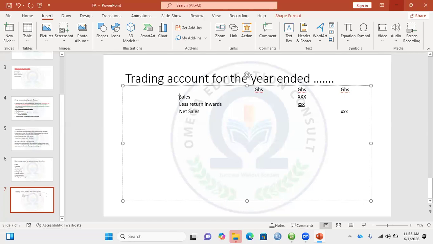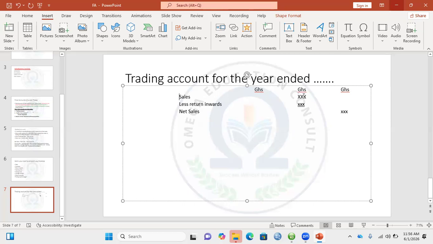So the first item ever in your trading account is sales. It will never change. Always sales comes first. Then you subtract or you less return inwards. So you see, now we put the sales at the middle column. Why? Because we want to subtract or less the return inwards so that the final figure, net sales, comes to the third column. Now, the third column actually is where you are going to see the net sales and the cost of sales. So the remaining 2 columns would help you to add, subtract figures you have to do before you arrive at the final answer.